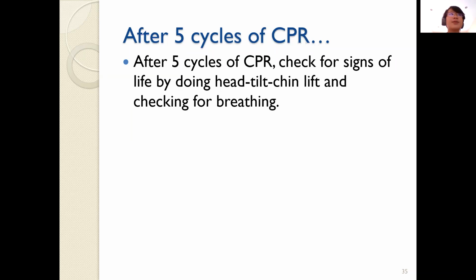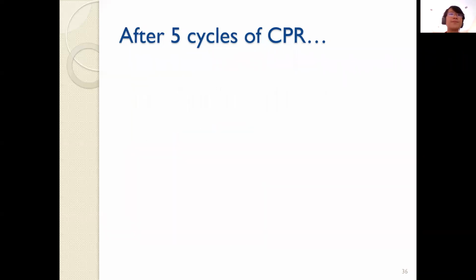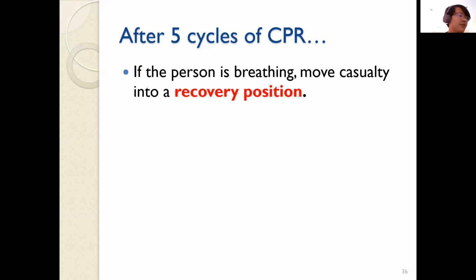Other signs of life can be things like body movement and cough. So if the person starts to move or starts coughing, that means that they are alive. Okay, they have signs of life. And if they are breathing already, normal breathing, I mean, you can move them into a recovery position.